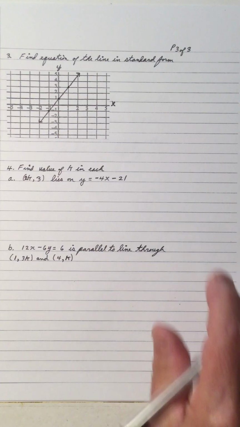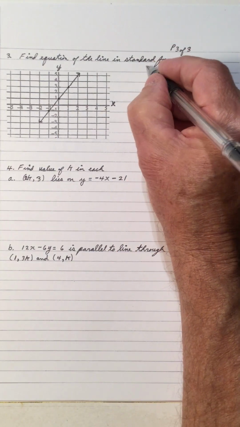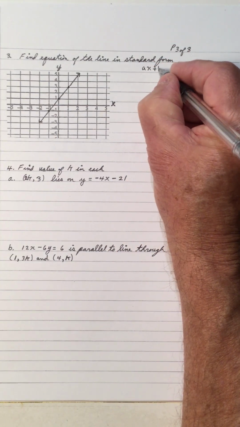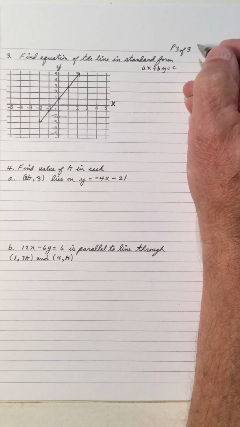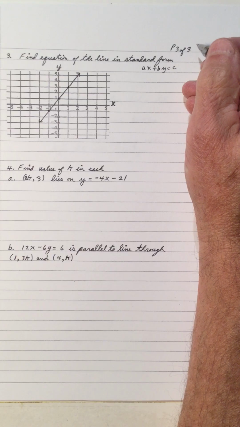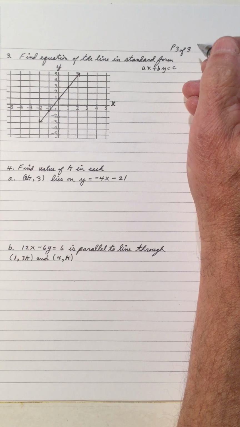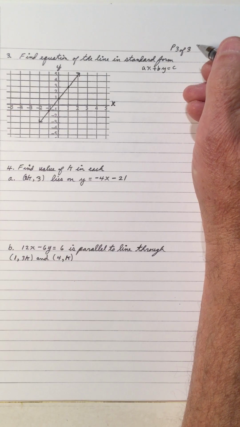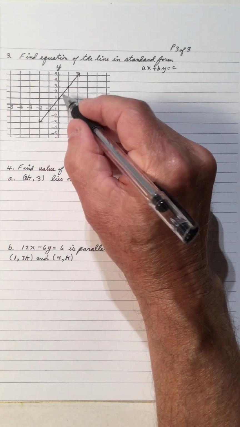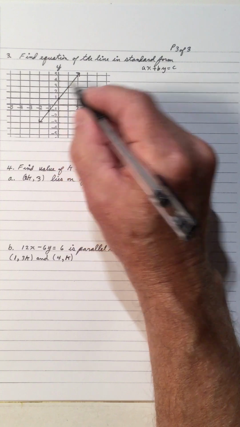Find the equation of the line in standard form. The standard form is ax plus by equals c. So what we need first, we need it either in slope-intercept or point slope. The easiest way is I have a graph, so I can figure out the slope from the graph.